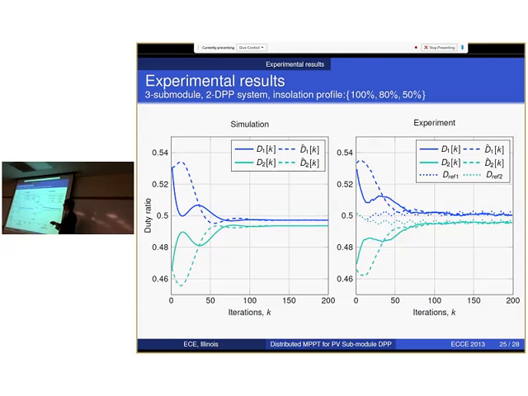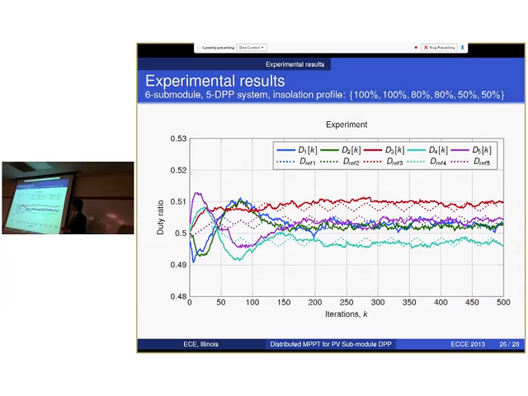As you can see, all these states evolve following roughly the same trajectory. To verify the correctness of this algorithm, we run the traditional centralized perturb and observe method here as a reference. As you can see, they converge to the same final value, which proves the effectiveness of our algorithm.